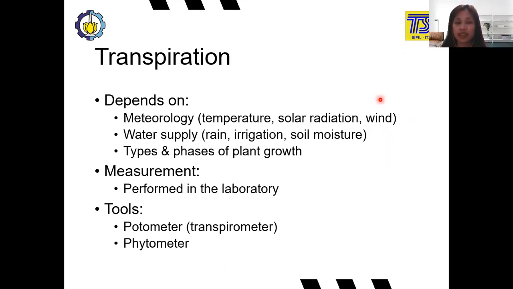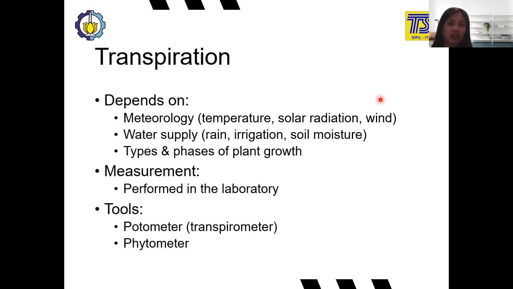So the measurement depends on which season we are in, and which temperature is in that area, and how much water supply is in the area: if there is rain, how big the rain is; if there is water for irrigation, how big the discharge is; and if the soil is moisturized, how big the soil moisture is and which type of soil.